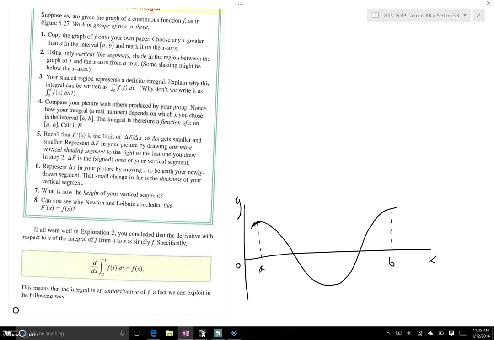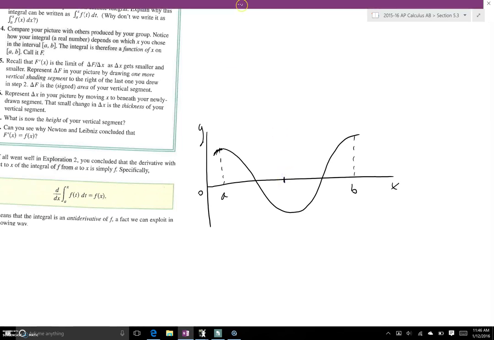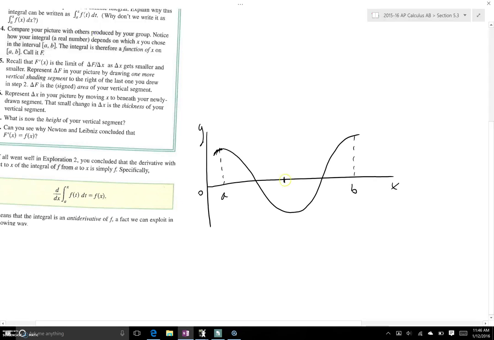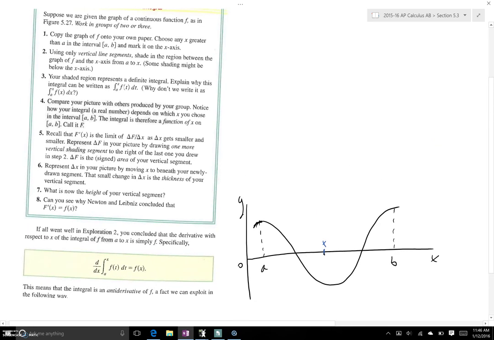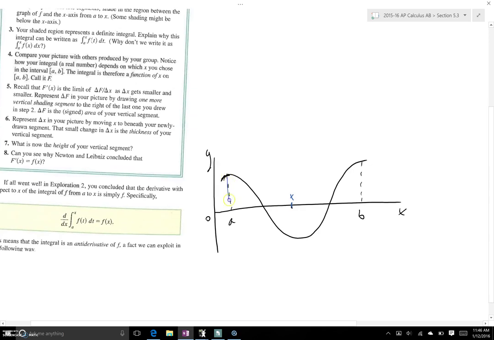And it says to choose an x value greater than a that's in the interval a to b and mark it on the x-axis. So here I've got the interval a to b, and I'm just going to pick a value for x. I'll put it here, using a different color. We'll put it there. Now it says, using only vertical line segments, shade in the region between the graph of f and the x-axis from a to x. So we'll start here. There we go.